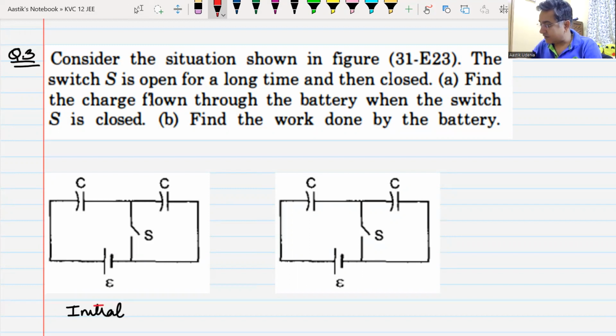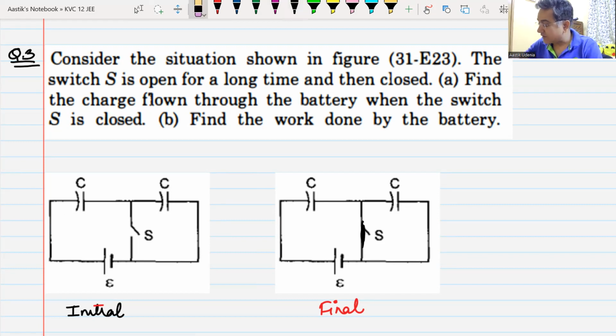This is the initial condition. And this is the final condition. Now, in the initial condition, the switch is open. And in the final condition, the switch is closed. Now, when the switch is open, you can easily see the capacitors are in series, and you can find out the charges on this capacitor.